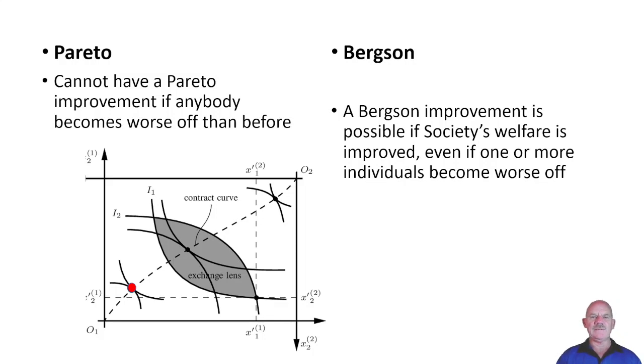Let's say we want to move to another point, such as the green dot in the Edgeworth box. Now that will mean that the distribution of total resources is much more equitable. At the green dot, both have more or less the same level of welfare. But it's not Pareto optimal because we've moved off the contract curve. But for Bergson, this would be an improvement if we could improve society's welfare.